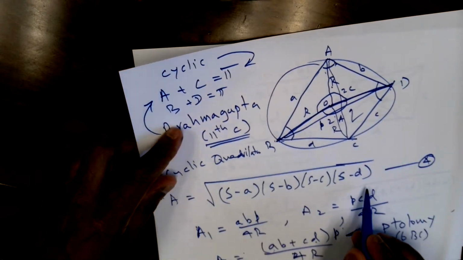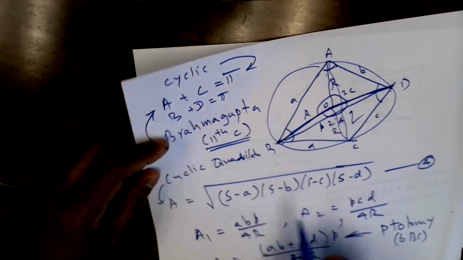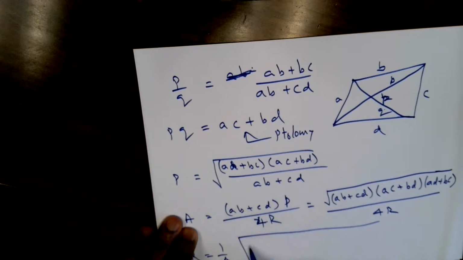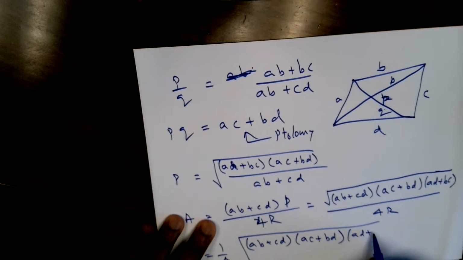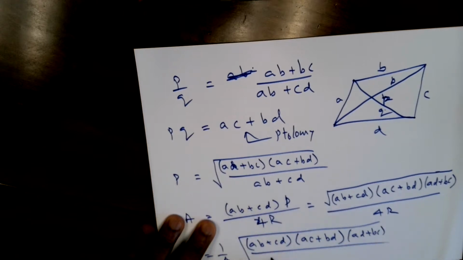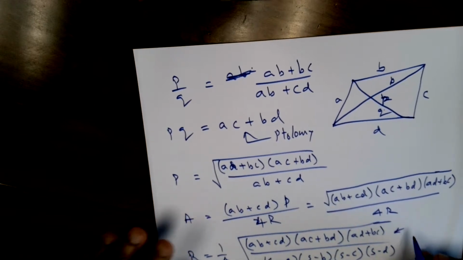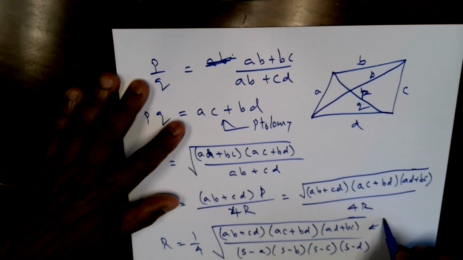And the area, of course, we have here in terms of the sides. And the area also has a square root. So the radius turns out to be this divided by 4A. That's 1/4 of AB plus CD multiplied by AC plus BD, AD plus BC over S minus A multiplied by S minus B, S minus C over S minus D. And this is Parameshvara's formula.